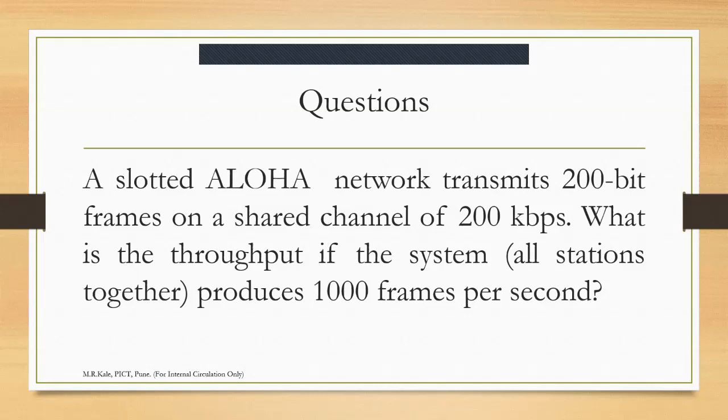Try to solve this problem. A slotted ALOHA network transmits 200-bit frames on a shared channel of 200 kbps. So the channel speed is given as 200 kbps and the frame size is given as 200 bits. What is the throughput if the system, that is all the stations together, produces 1000 frames per second? Please try to solve this problem.